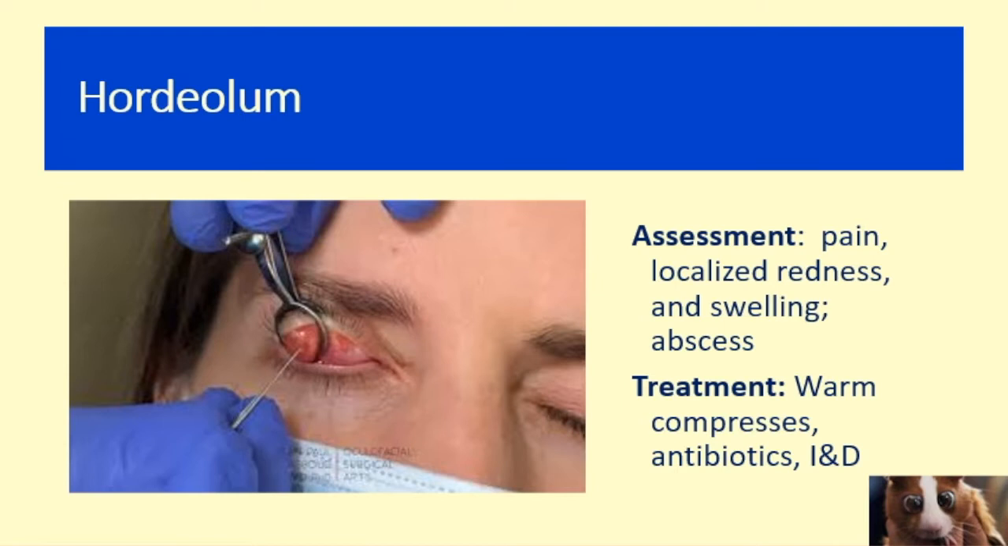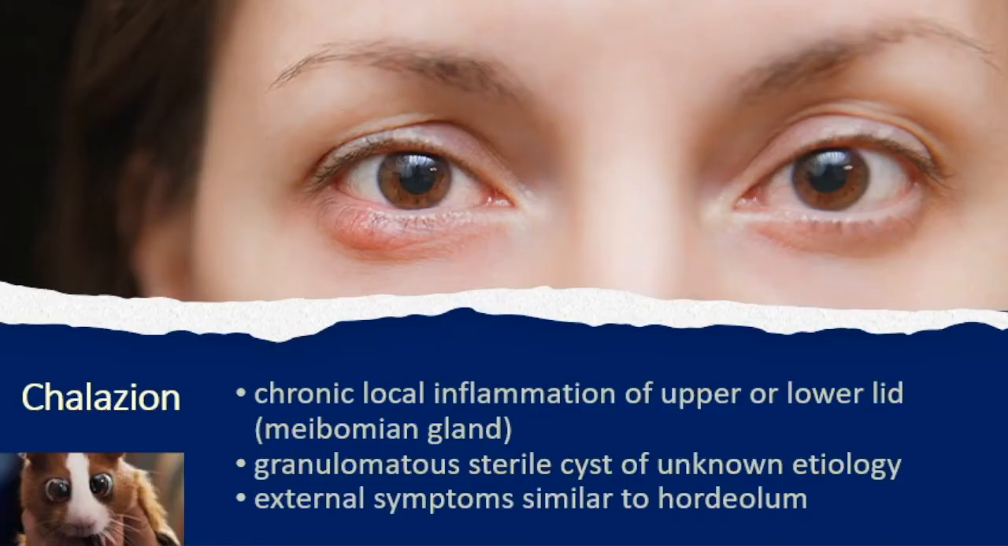The next problem is chalazion. When I talk about chalazion, it is a chronic local inflammation of the upper or lower lid. It is the chronic inflammation of your meibomian gland, which may involve either your upper or lower lid. It would have external symptoms similar to your hordeolum. It is considered to be a granulomatous sterile cyst of unknown etiology. It could have external symptoms similar again to that of your hordeolum.